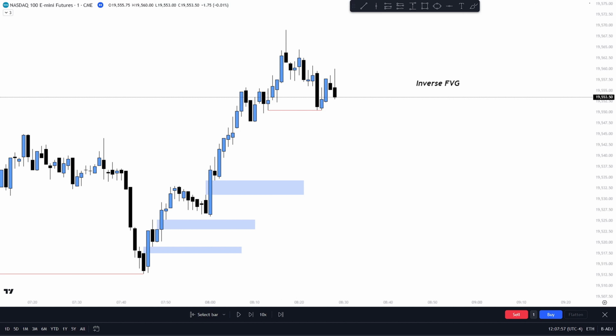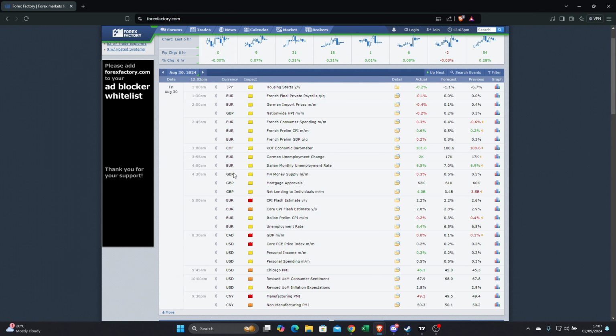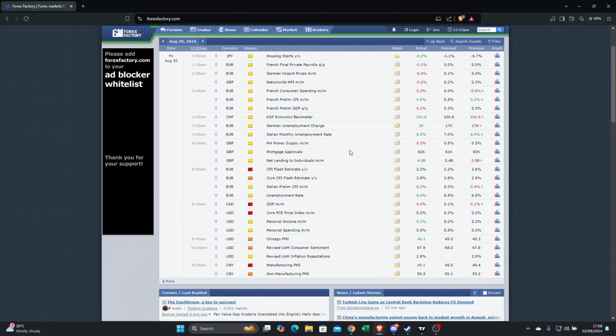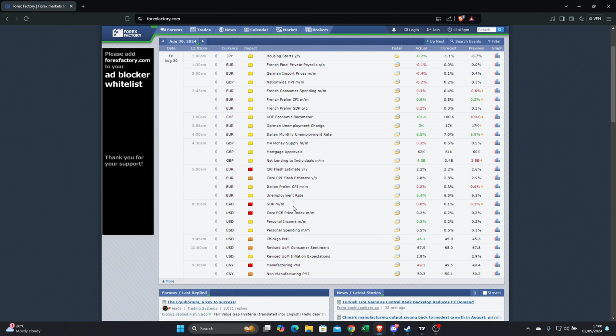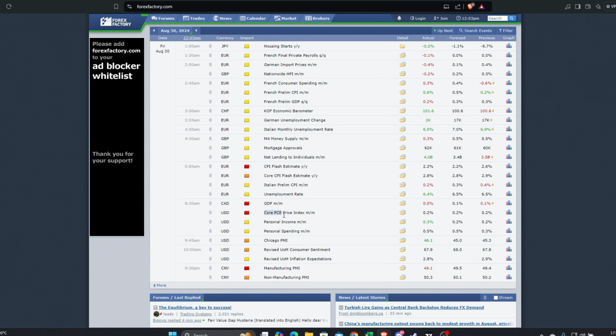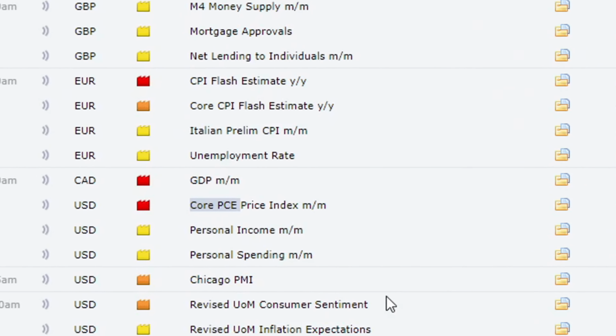So let's check here if we've got news. This is what I normally use: forexfactory.com. This is the website I currently use for checking any news for red folders. I don't really check the orange or the yellow. I ignore them, and just check for the red. As we can see, at 8:30 in the US, we have PCE.